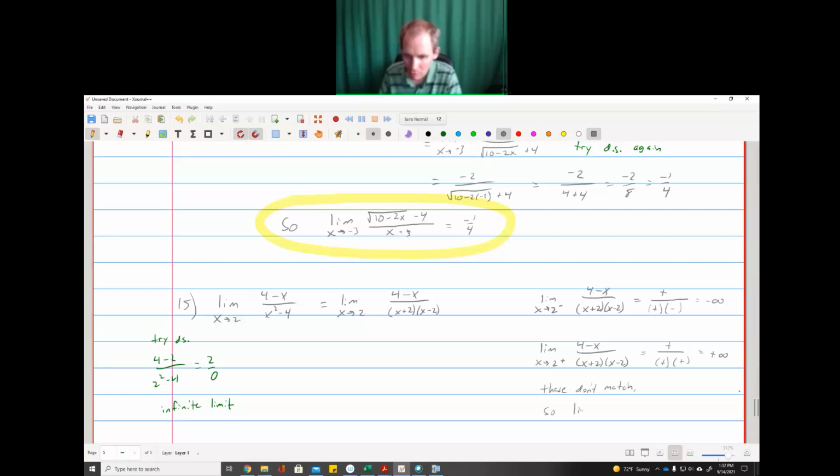Okay. So the limit as x approaches 2, and whether we want to write it as 4 minus x over x plus 2 times x minus 2, or whether you want to write it as x squared minus 4, doesn't matter. The same limit, and it does not exist.